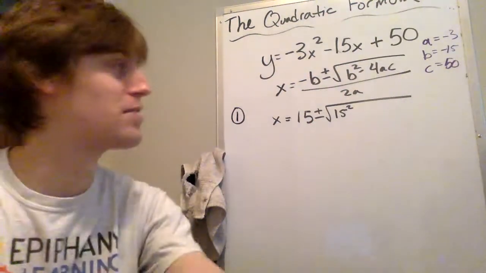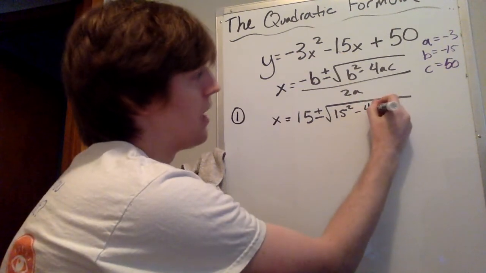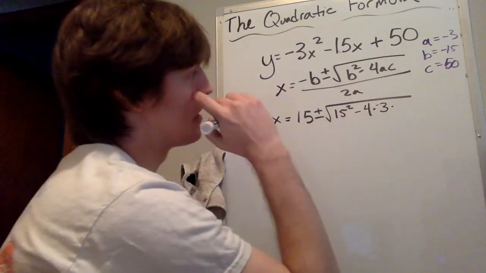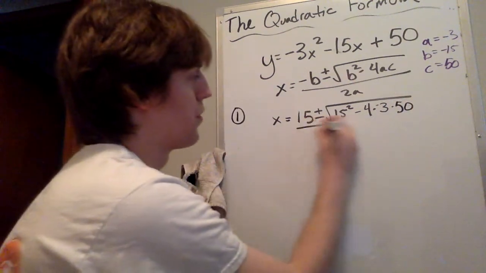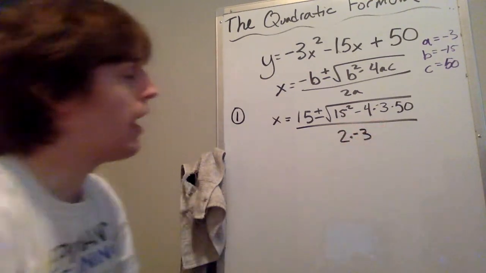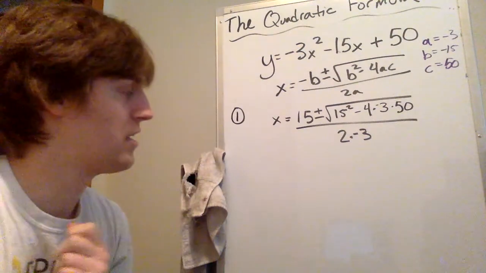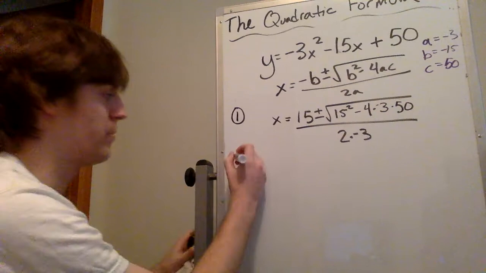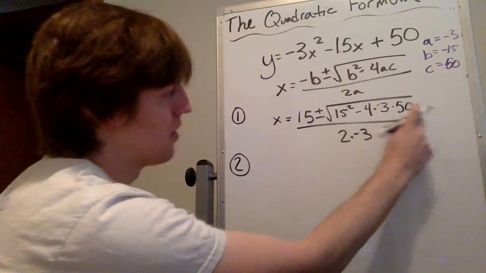All right. So we've got 15 squared minus 4, because it's a 4 always, times A times C, all over 2A. Okay, so step 2 is do the discriminant. So I took a lot of space last time, so I'm actually going to do this a little bit differently this time. I'm just going to rewrite all this stuff.